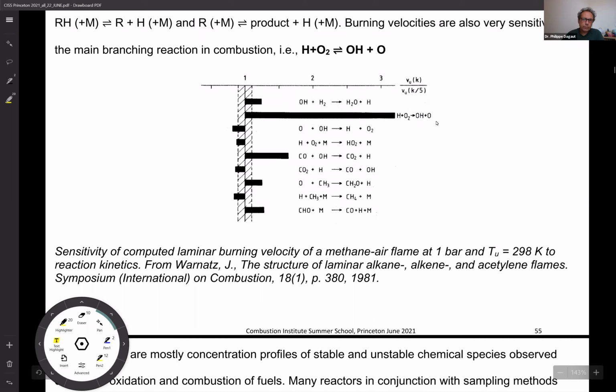This is because it's a branching reaction. You had initially only one atom, and you produce one atom plus one radical. Therefore, by producing these two, you have new channels open. The OH can react with the fuel, and O atoms can also react with the fuel.